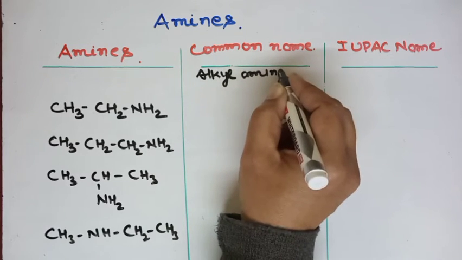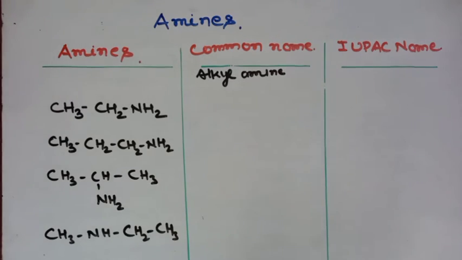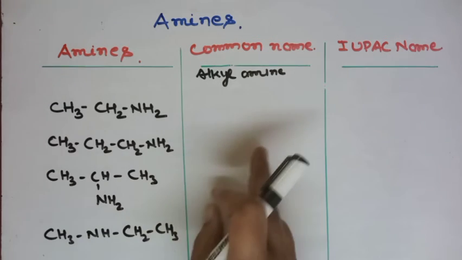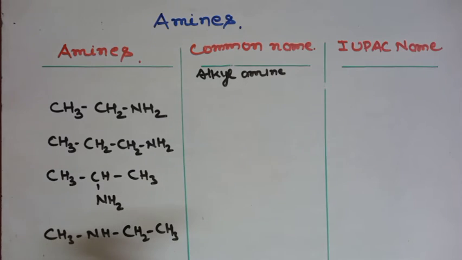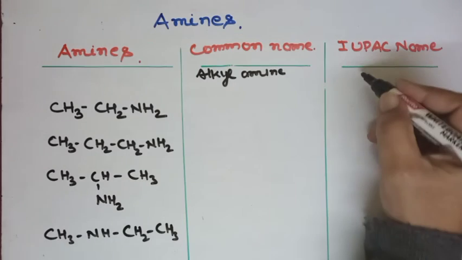First we write alkyl and then amine. Alkyl can be methyl, ethyl, propyl, isopropyl, vinyl, phenyl, whatever. Kinds of amines we can produce by just putting the alkyl group before amine. But when we write the IUPAC name, we write it this way.